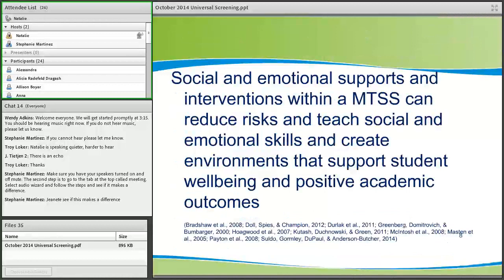And really, our role as educators is to create a positive context where students can engage in learning so that they can stay in school and achieve good grades, and attain the social and emotional skills that they need to be successful. And really the purpose of our multi-tiered system of supports is to teach these social emotional skills and create environments that are going to foster that student well-being and the academic outcomes that we want to see for our students.